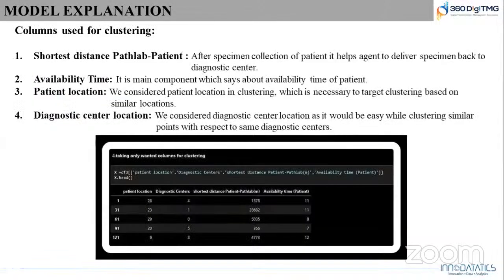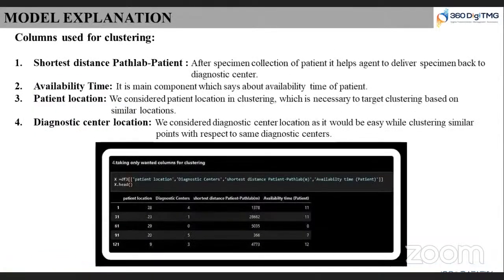Next, this slide shows you columns we used for clustering. There are 4 columns we considered for clustering, which are based on distance and time according to our objective. First is shortest distance from pathology lab to patient. After specimen collection of patient, this helps agent to deliver specimen back to diagnostic center within a stipulated time.